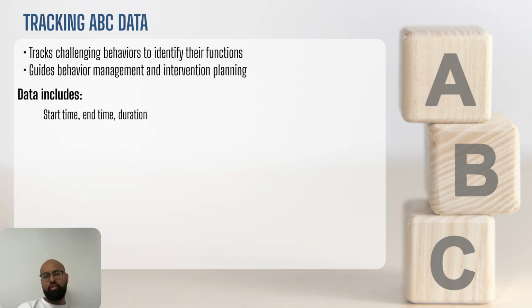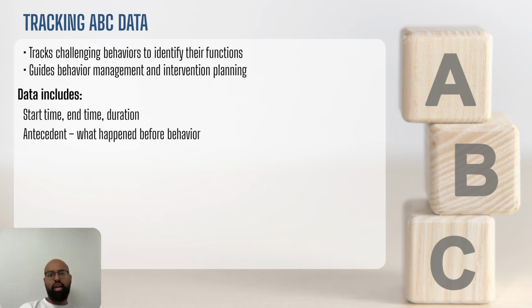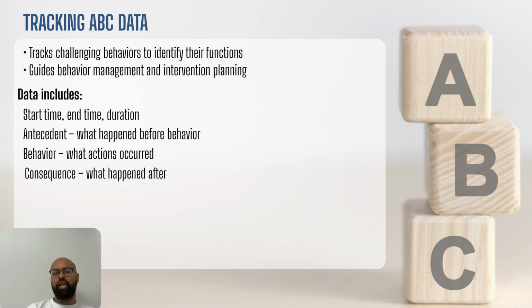When we collect ABC data, we record several key details. These include the start time, end time, and duration of the behavior. We also note the antecedent, or what happened right before the behavior, what actions the learner engaged in, and the consequence, which is what happened after the behavior occurred. We also write a descriptive summary of the incident to give a clear picture of what took place.